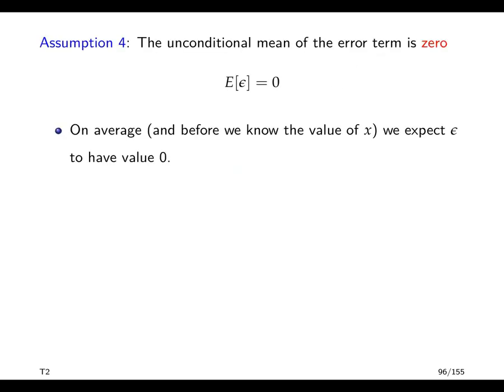Assumption number 4 is that the unconditional mean of the error term is 0. The expectation of the error term, epsilon, is 0. Unconditional means that we are not conditioning on anything here. This means that on average, before we know the value of x, we expect epsilon to have value 0.